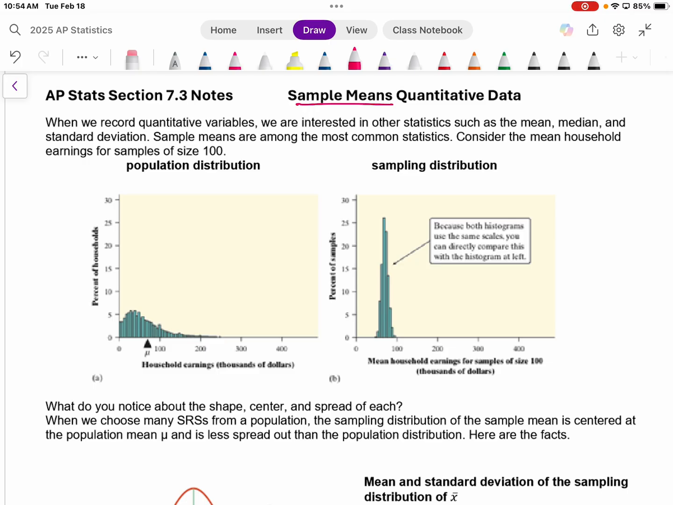Sample means are among the most common statistic. You can do standard deviations, but most of the stuff we do with AP is means and proportions. We don't do a lot with medians as we do these sampling distributions, with standard deviations as the main focal part of the sampling distributions. So they said consider the mean household earnings for a sample size of 100 people. So that's what this first one does. We're doing sample sizes of 100.